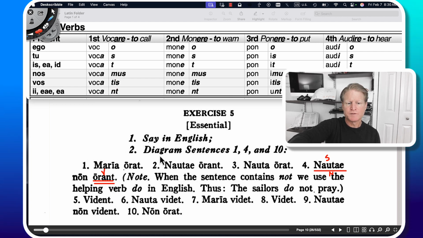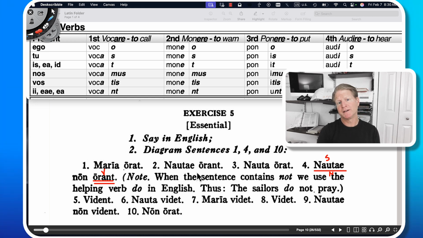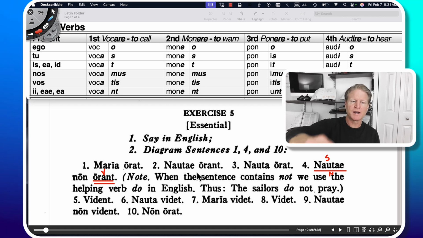Now, Mr. Henle says, when the sentence contains non, we use the helping verb do in English. For example, the sailors do not pray. We don't have the helping verb do in Latin, so we don't have to worry about that. But in English, we do use the helping verb do. For example, we don't say, the sailors not pray. That would sound bad in English. We say the sailors do not pray. And I'll show you how to diagram that too. Not diagram it, I'm sorry.